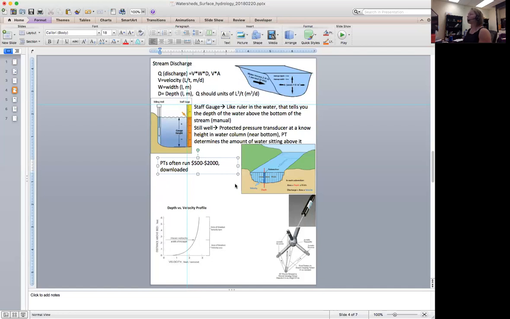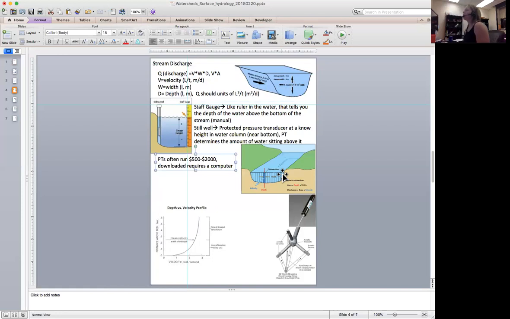So it requires also a computer. So there's trade-offs between these two ones, but this one, the stilling well, in this relationship between the depth of the water and the width and the depth to come up with this discharge, is typically done for a number of different areas.